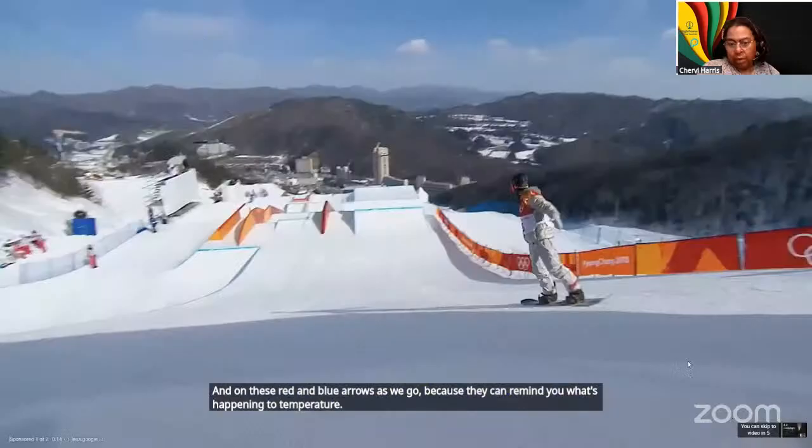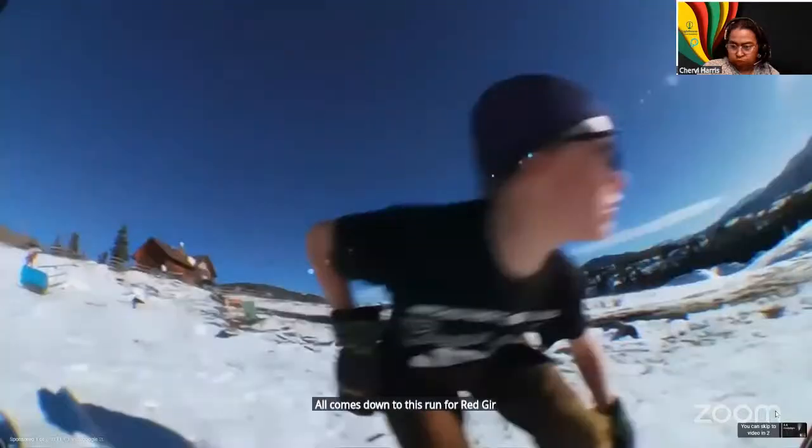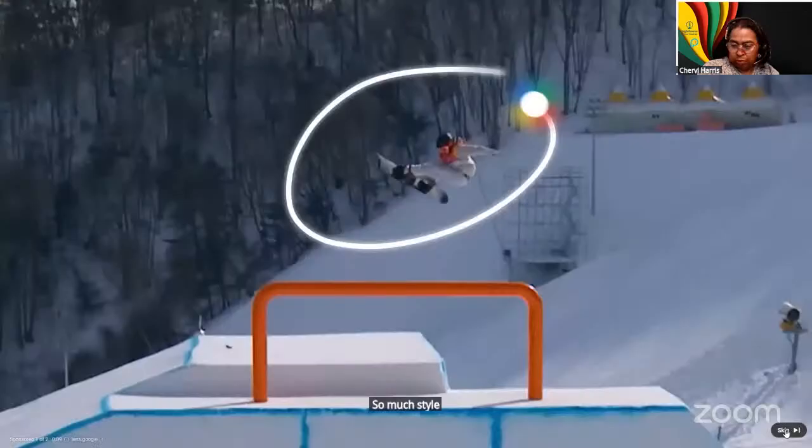It all comes down to this run for Red Gerard. So much style in this run. In each layer.